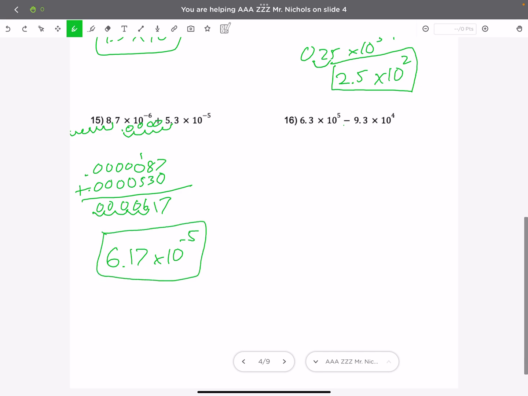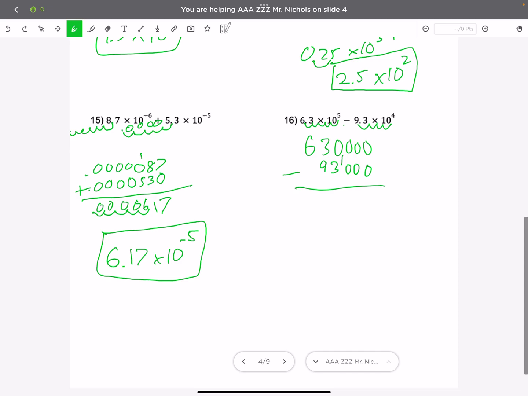Same thing here. Now it's times 10 to the 5th, so these are bigger numbers. This is 5, so I count 1, 2, 3, 4, 5. So I have 3 and then 4 zeros. So it would be 6, 3, 0, 0, 0, 0, right? So 5 decimal places. Minus, now this is 9.3 times 10 to the 4th, so this is going to be like 1 and then 2, 3, 4. So this is 93000. So it's 9, 3, and 3 zeros like this.